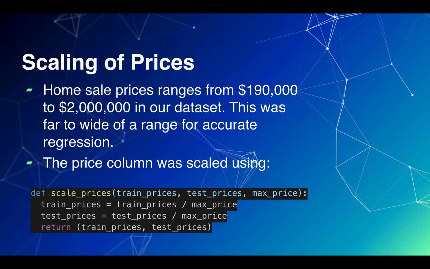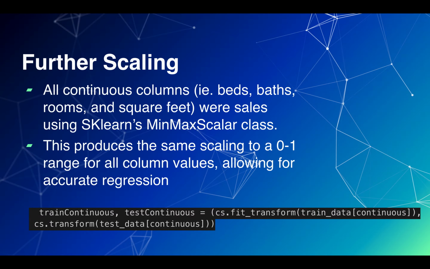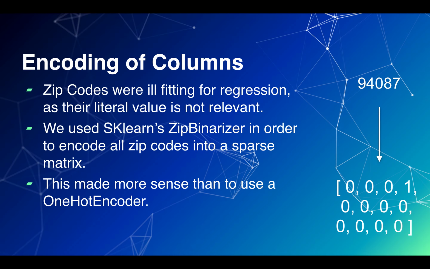We also used min-max scaling on the prices in order to allow for regression, so that means taking all prices and moving them to a 0 to 1 scale. We did the same with the rest of the continuous columns, actually using sklearn's min-max scaler, but the same idea of a 0 to 1 scale. We also then used a zip binarizer to encode the zip codes into a sparse matrix so that they can actually be used, rather than their literal values, which don't actually mean anything in the case of this model.